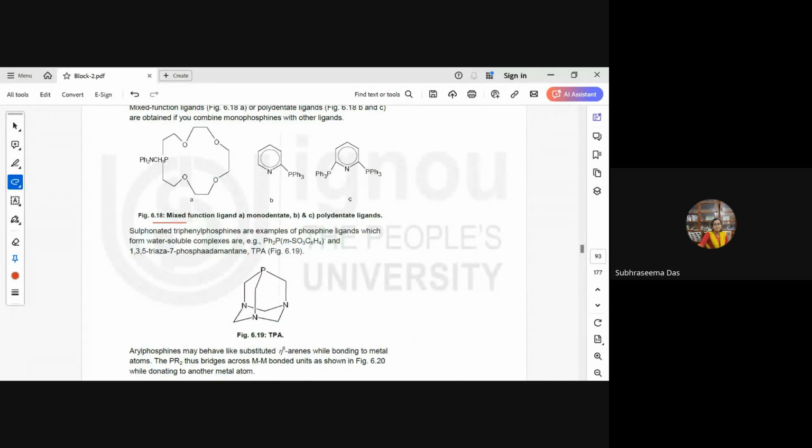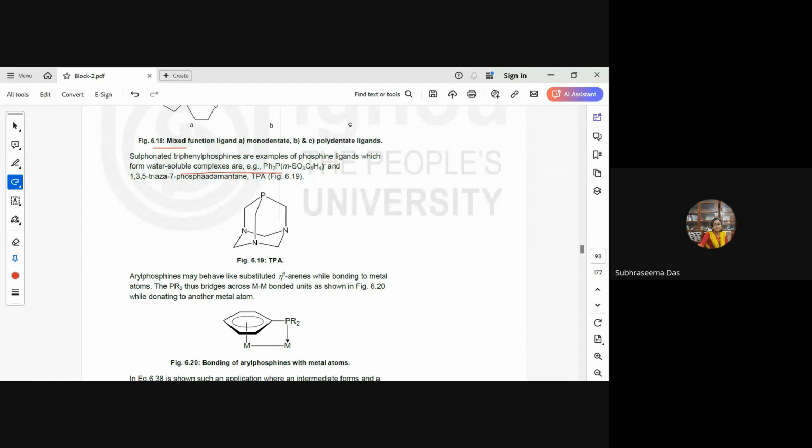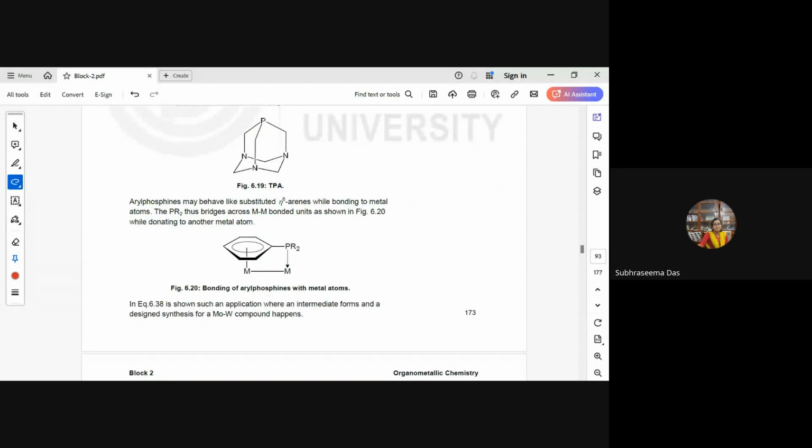Sulfonated triphenyl phosphines are examples of phosphine ligands for water soluble complexes, and phosphoadamantane, PTA, is also shown. Aryl phosphines have also been formed, and they have substituted arenes while bonding to metal atoms. In figure 6.20, the bonding of aryl phosphines with metal atoms is shown.